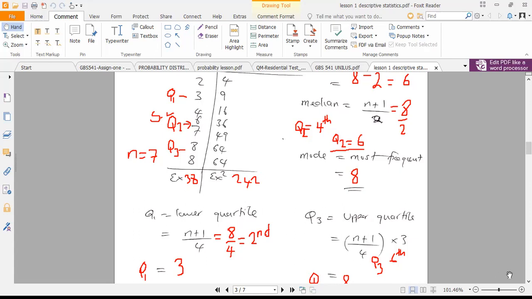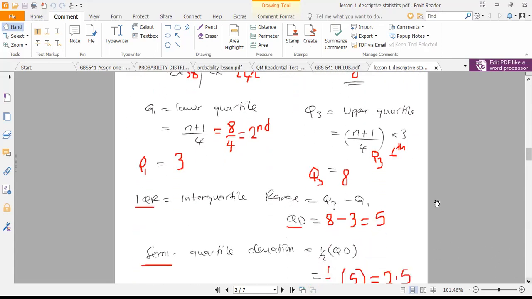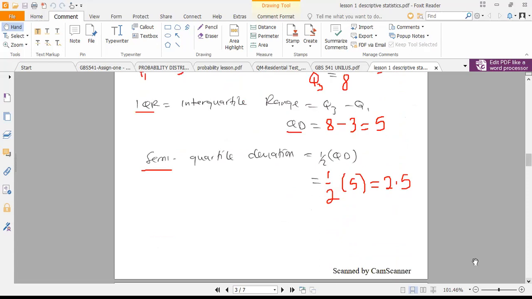Now the difference between the upper quartile or the third quartile and the first quartile is called the interquartile range. Q3 minus Q1 is also called the quartile deviation. So 8 minus 3 is 5. Anything half is called the semi. So half of the quartile deviation is called the semi-quartile deviation. So half of 5 will give us 2.5.